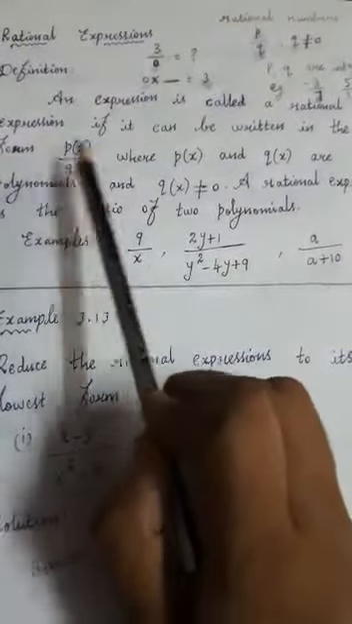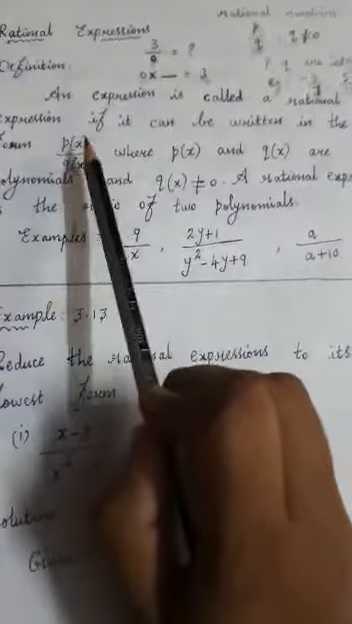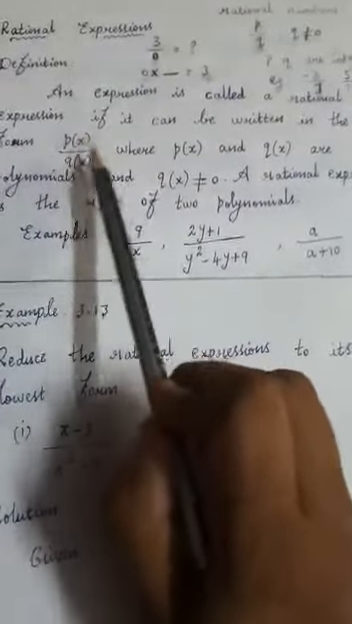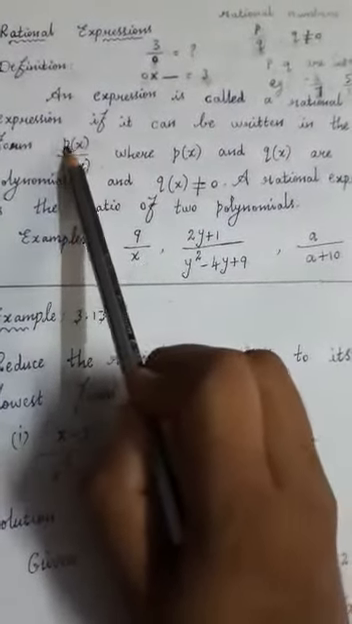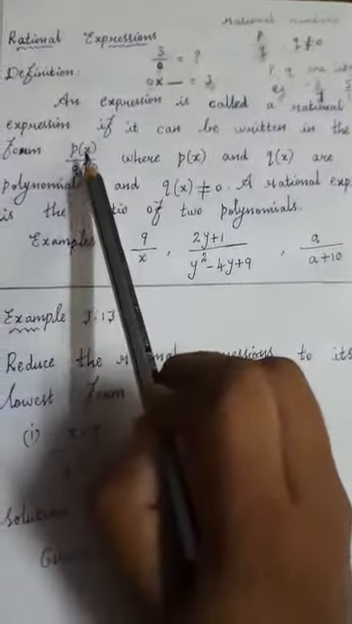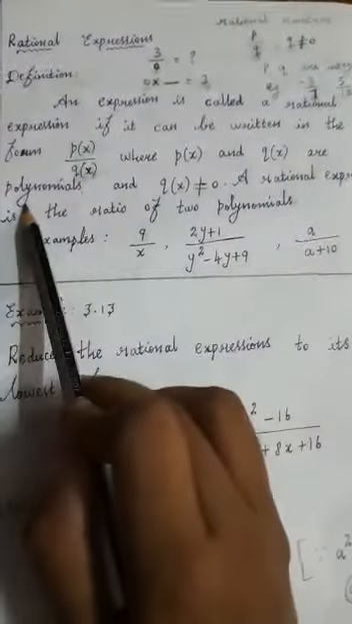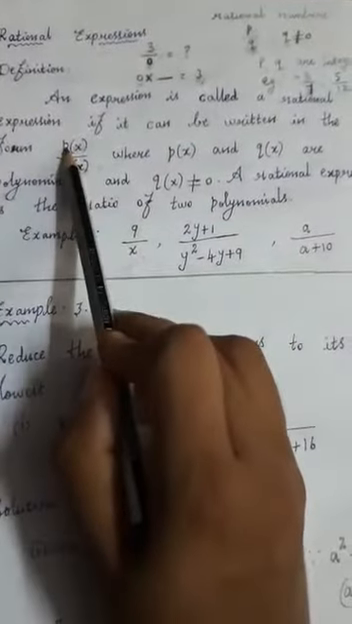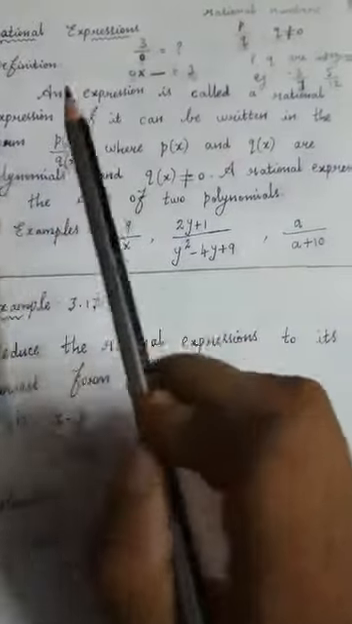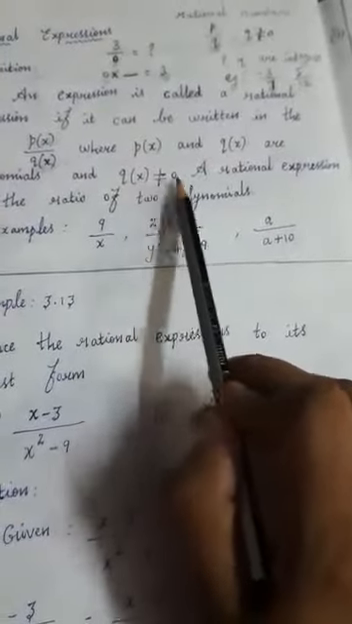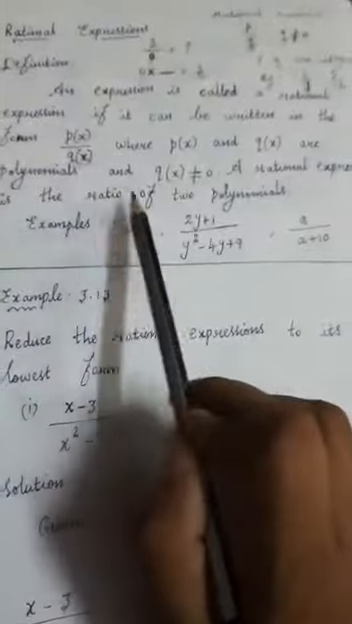Already we know that a polynomial is usually denoted as p of x, q of x, or r of x. That's why we have mentioned the p of x divided by q of x form. If you have an expression in that form, you can call it a rational expression. There are a few conditions, where p of x and q of x are polynomials. p of x is one polynomial in the numerator and the denominator is another polynomial. The condition is q of x not equal to 0, so the denominator polynomial should not be 0. A rational expression is the ratio of two polynomials.